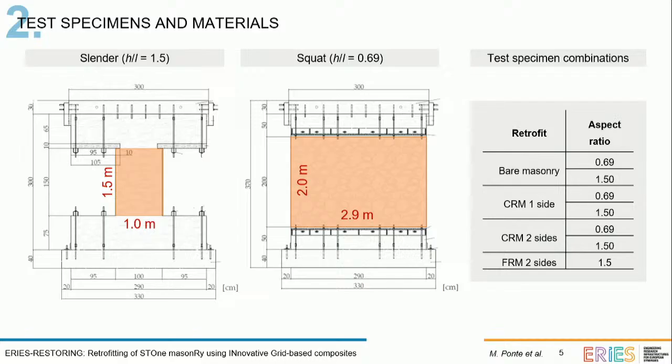Our test specimens were full-scale specimens with two geometries, a slender geometry and a squat geometry, and different retrofit combinations were considered. Two specimens with bare masonry, one for each type of geometry, were considered as reference. Then CRM applied to one side and CRM applied to two sides were also studied for each geometry configuration, and FRM applied to two sides only for the slender pier configuration.